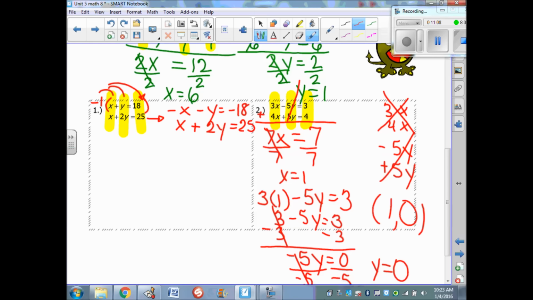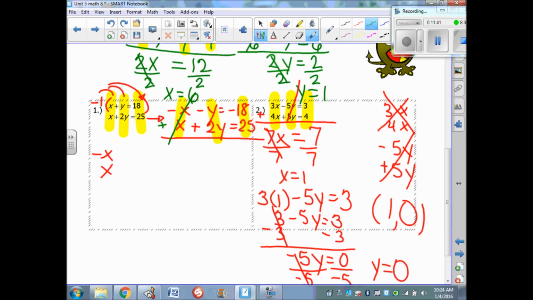Double check. Do your x's line up? Do your y's? Do your constants? We're good. Do we have opposites now? I have a -x and a positive x. Holy cow! I just forced the opposites to happen by multiplying that equation by something. So now I can add my equations. What's -x plus x? 0. We got rid of the x's.